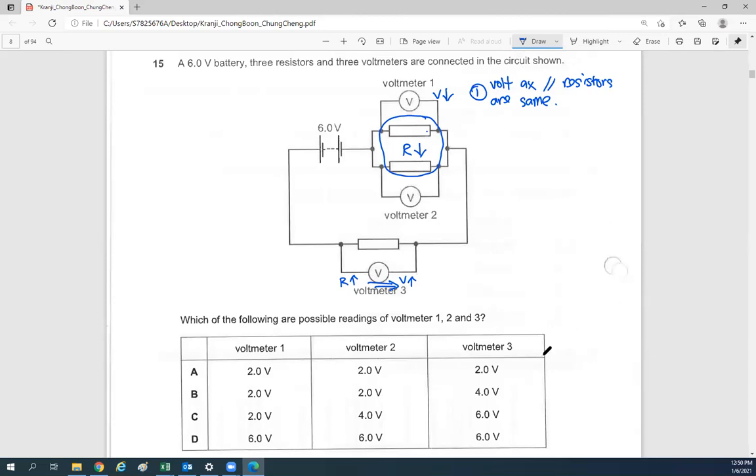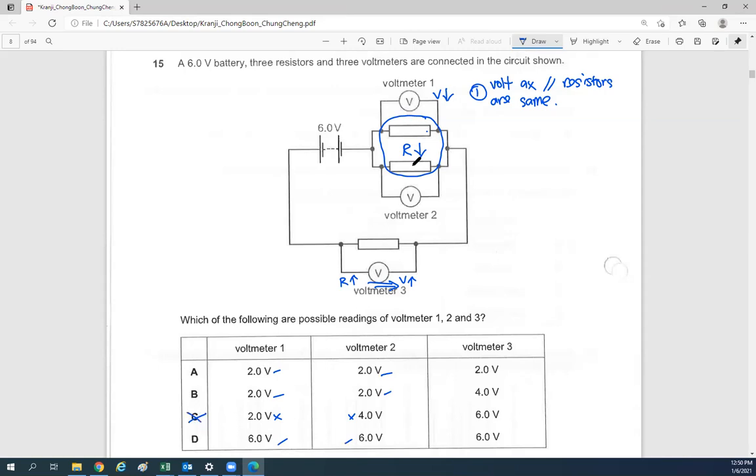Okay, so let's look at the options. I'm looking for voltmeter 1 and voltmeter 2 with the same number. So this is 2, this is 2. Yeah, that's possible. This is 2, this is 2. Yes, that's possible. This is 2, this is 4. So already I can cancel out this. This is 6, this is 6. Yes, this is possible. So C is already out.